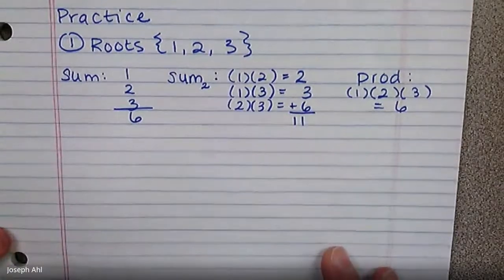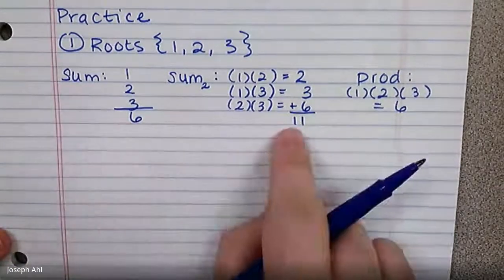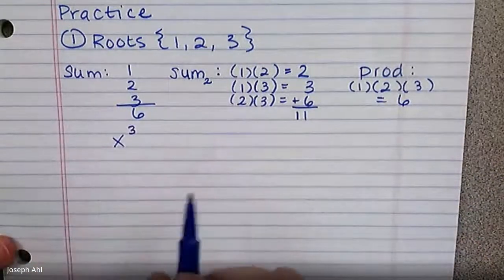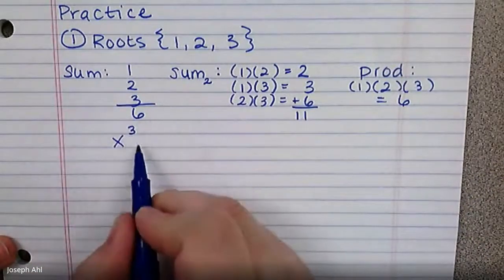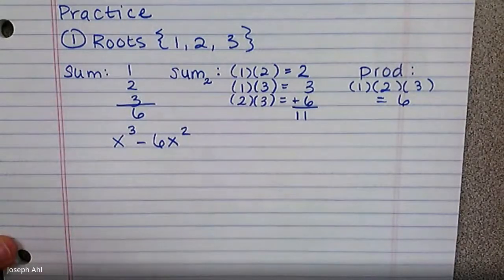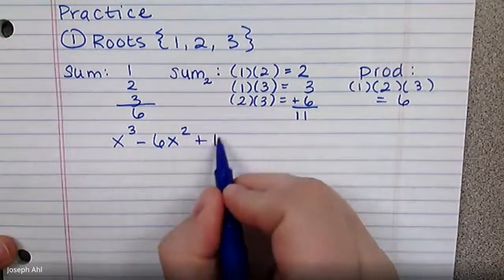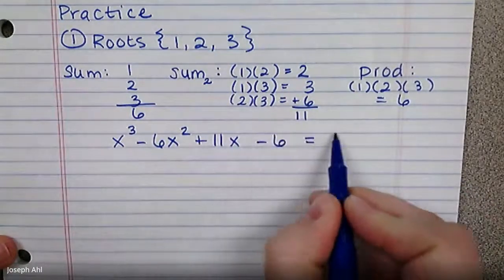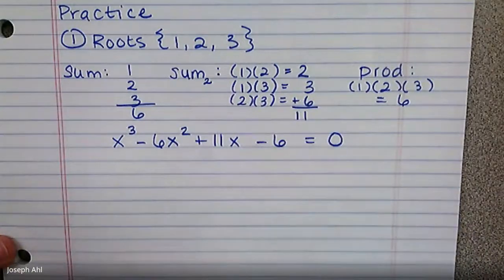So putting everything together here, if we have this as my sum, sum 2, and then product, your equation would start off as x cubed. We're going to change the sign of the sum, minus 6x squared. Keep the sum 2 at a time, plus 11x. And then finally, change the product and set that equal to 0.